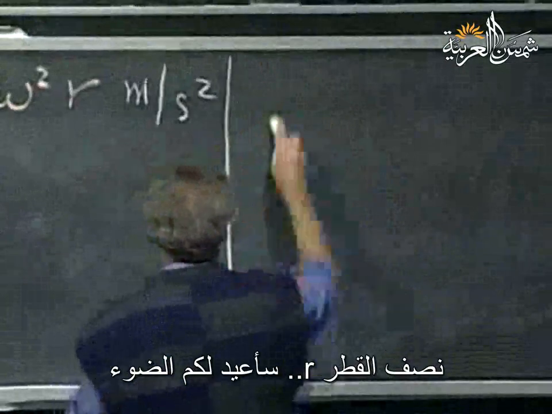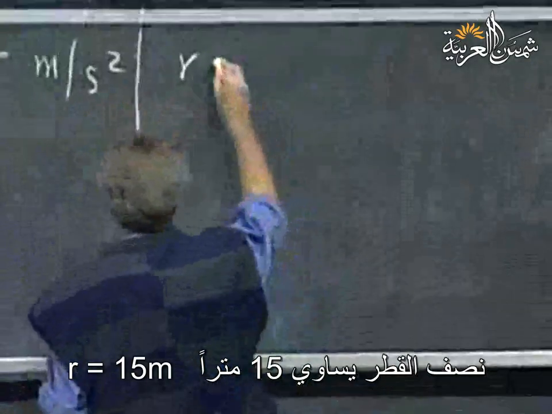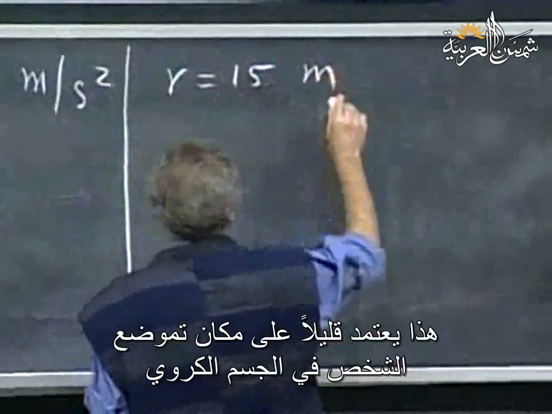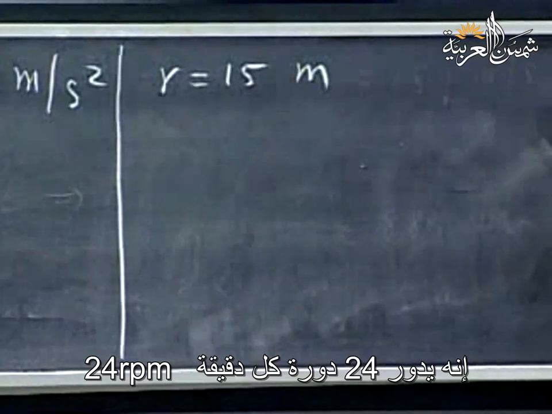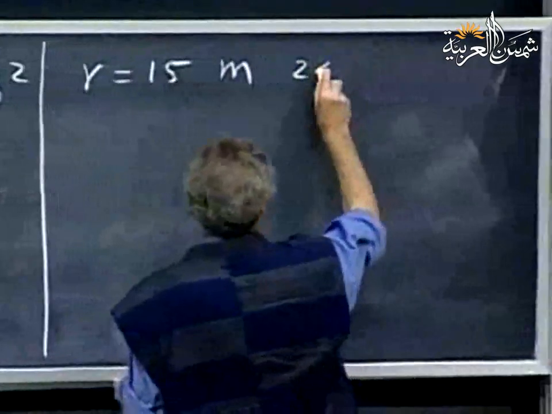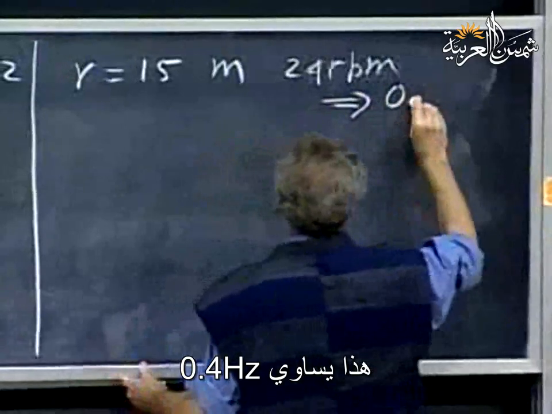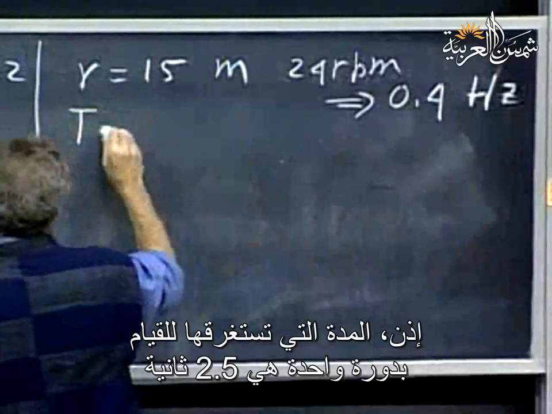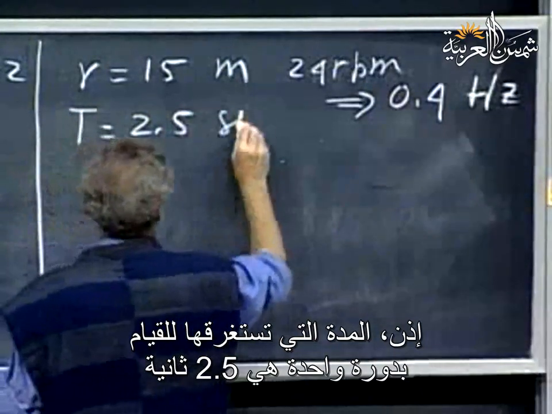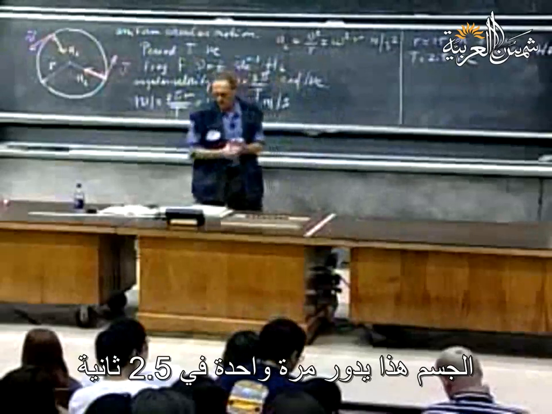The radius r, I'll give you light back, because it may be nicer for you. The radius is 15 meters. Depends, of course, a little bit on where the person is located in that sphere. It goes around 24 revolutions per minute, and that translates into 0.4 Hertz. So the period to go around for one rotation is 2.5 seconds. Thing goes around once in 2.5 seconds.